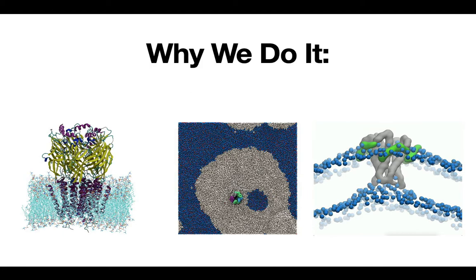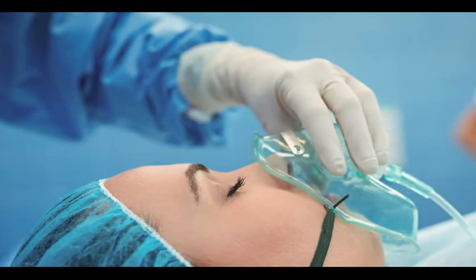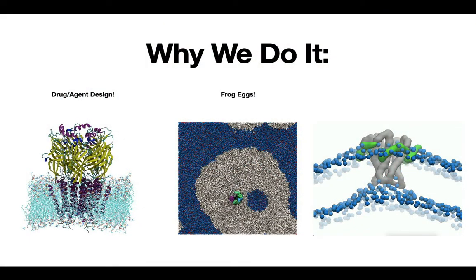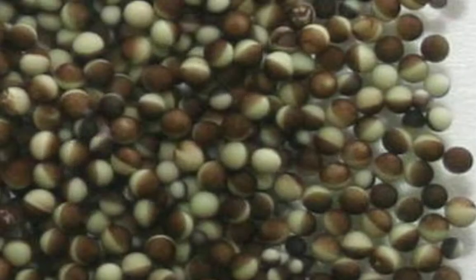So why do we do these things? Well, the first project is looking at drug or other agent design. One project we do looks at the GABA A receptor and how it responds to common anesthetics that are used during surgeries. The center panel shows research that relates to frog eggs. Commonly, when people do wet lab research on the nicotinic acetylcholine receptor, they do so by putting that protein inside of frog eggs as their experimental medium.